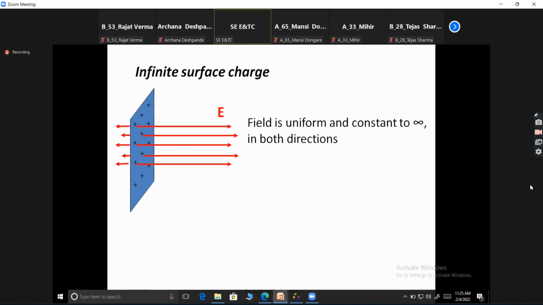Okay, and the field will be what? On both sides, right side and left side. You can see the red arrows, because the charges are there, so they will try to radiate in all possible directions. But because they are surface charges, they will radiate towards the left and towards the right if the sheet is kept in this vertical form, right?